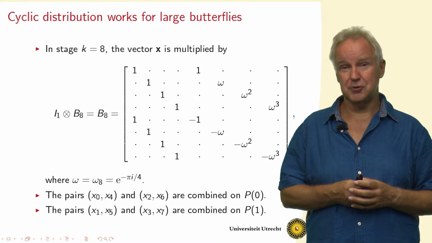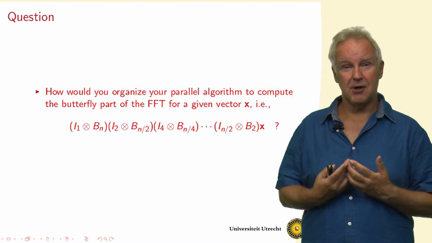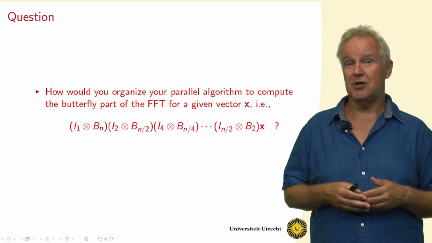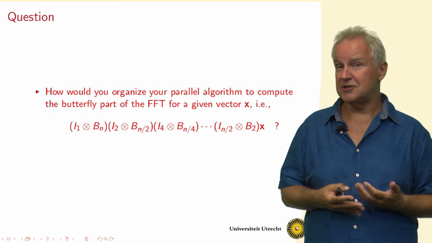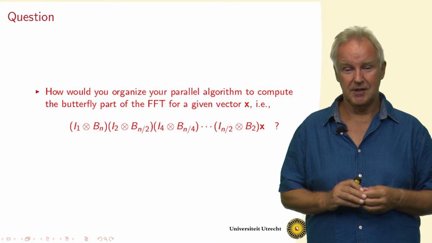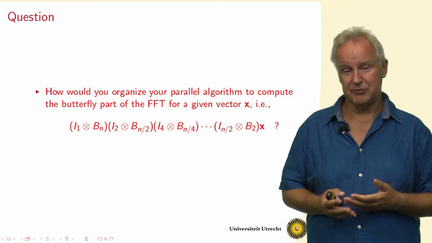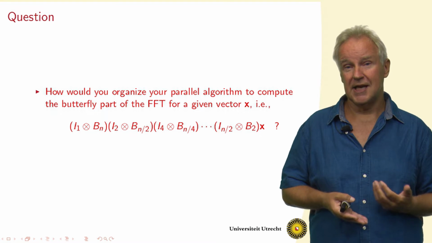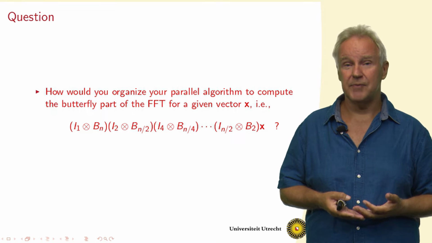Now a question to you. How would you organize the parallel algorithm to perform the unordered FFT, that is the butterfly part of the FFT, without a bit reversal? So from right to left, first you do a number of copies of B2, then of B4, and you end with Bn. How would you do that?